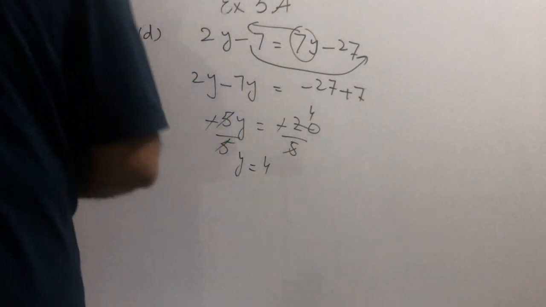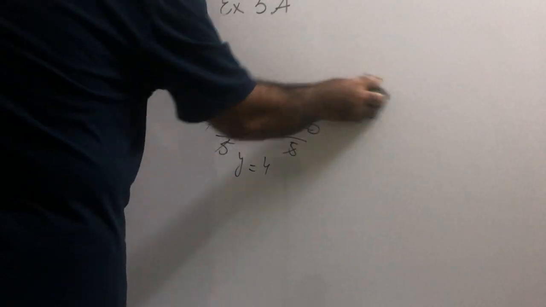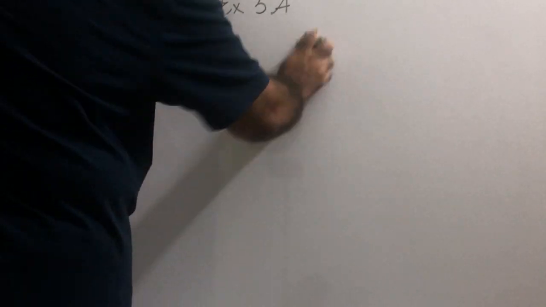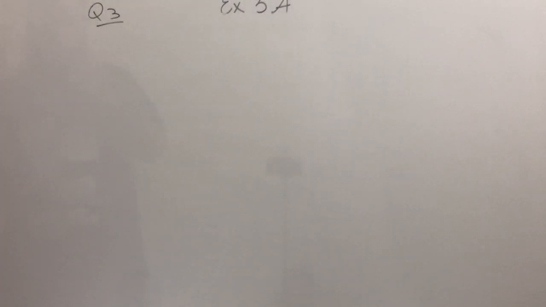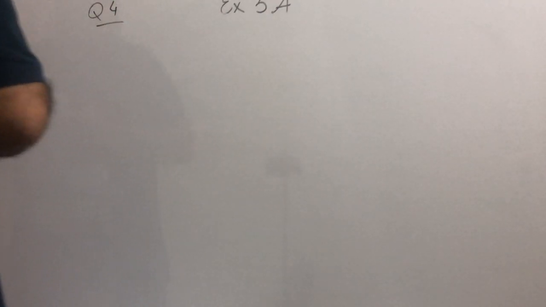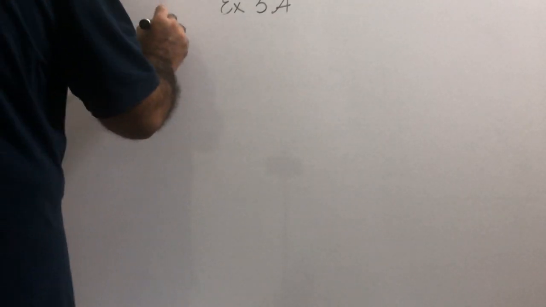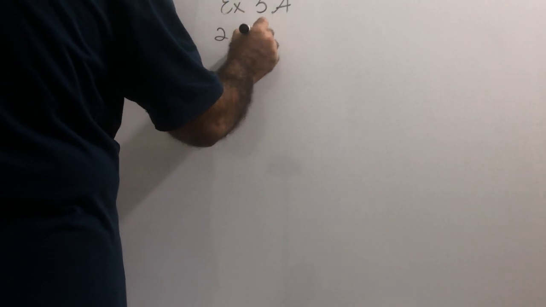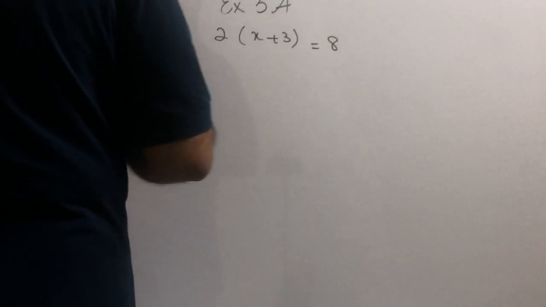So all 4 parts were similar steps we took. If you can understand one or two parts, the rest of the parts are very easy for you to do. Now we will be moving to question number 4, which says solve each of the following equations. So part A, it is 2 into x plus 3 is equal to 8.